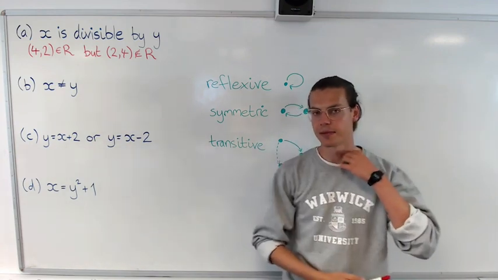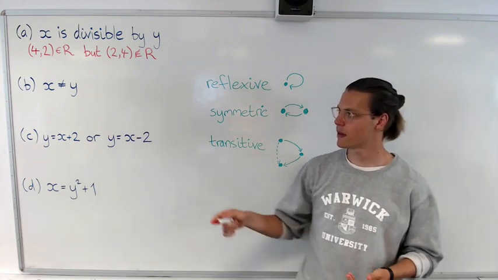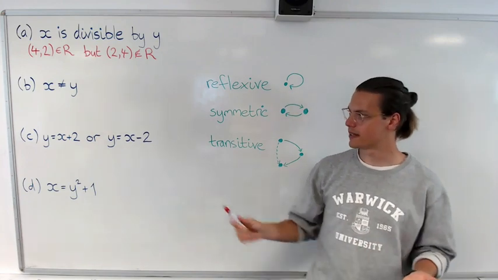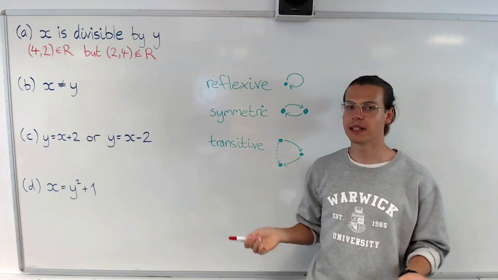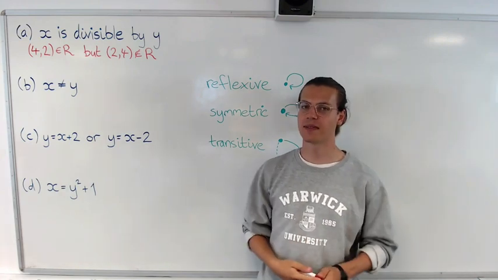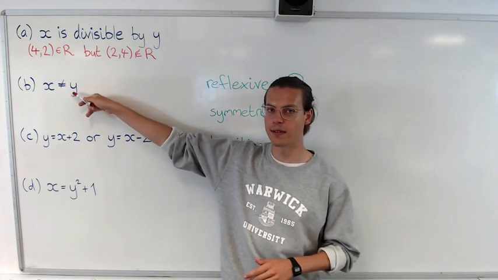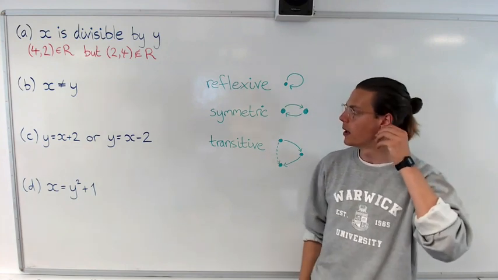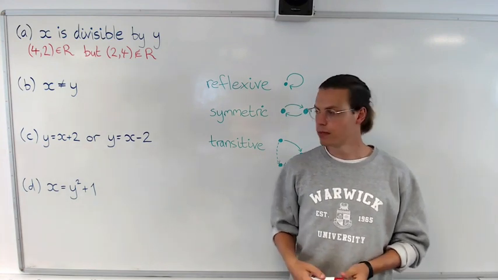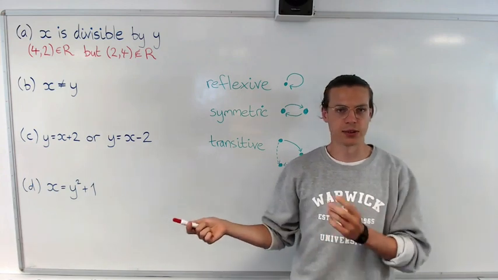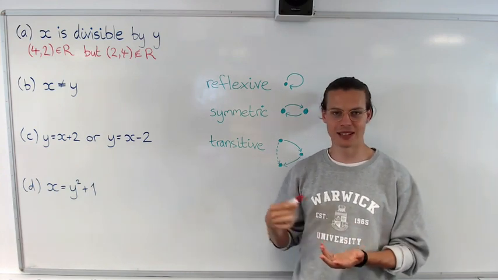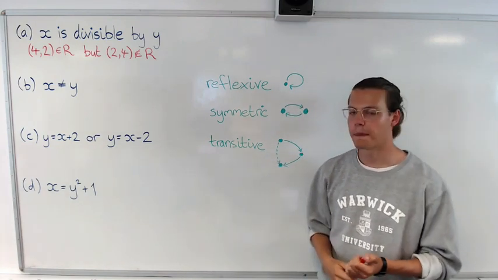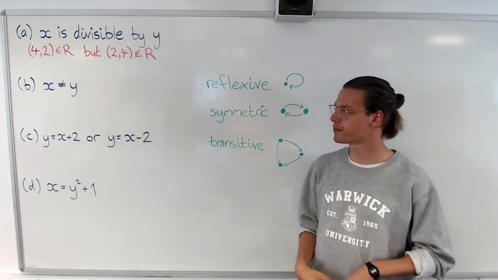Let's look at our second relation now. X is related to y if and only if x is not equal to y. First of all, is this reflexive? Clearly not. Any integer is equal to itself, so it is not related to itself by this relation. This is not a reflexive relation. Is this relation symmetric? Well, if x is not equal to y, then certainly y is not equal to x. So if x is related to y, then y is related to x. Yeah, this is a symmetric relation.